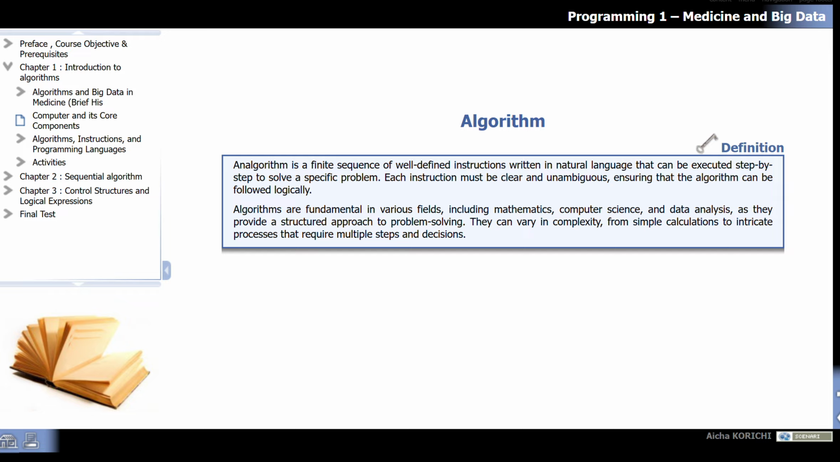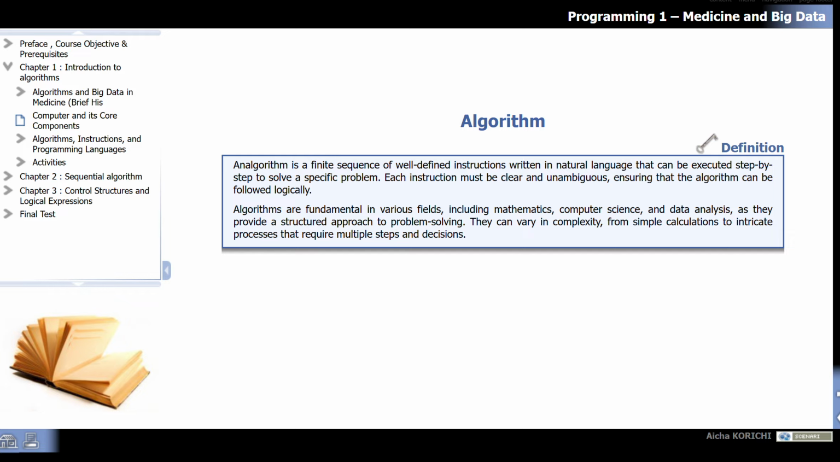An algorithm is a finite sequence of well-defined instructions written in natural language that can be executed step by step to solve a specific problem. Each instruction must be clear and unambiguous, ensuring that algorithm can be followed logically. So, in simple terms, it's like a recipe. Each instruction has a clear role, and when we follow them in order, we get the desired results.